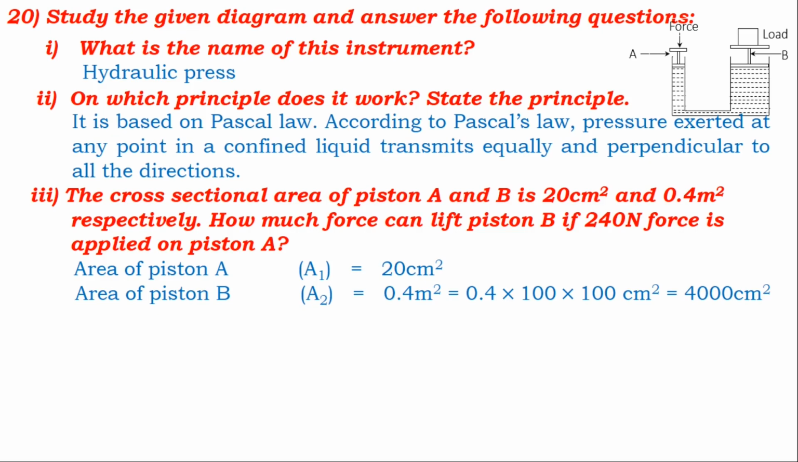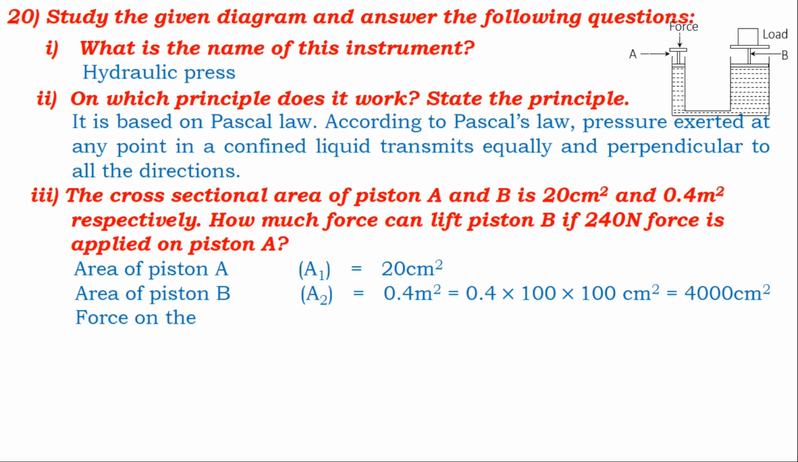Whenever we have to convert a bigger quantity into a small quantity, then we have to multiply the number with the relation. A meter and centimeter are related in such a way that 1 meter has 100 centimeter. That's why here we have 2 meters. That's why each of them can be converted into centimeter by multiplying it with 100 twice. And our result is 4000 centimeter square.